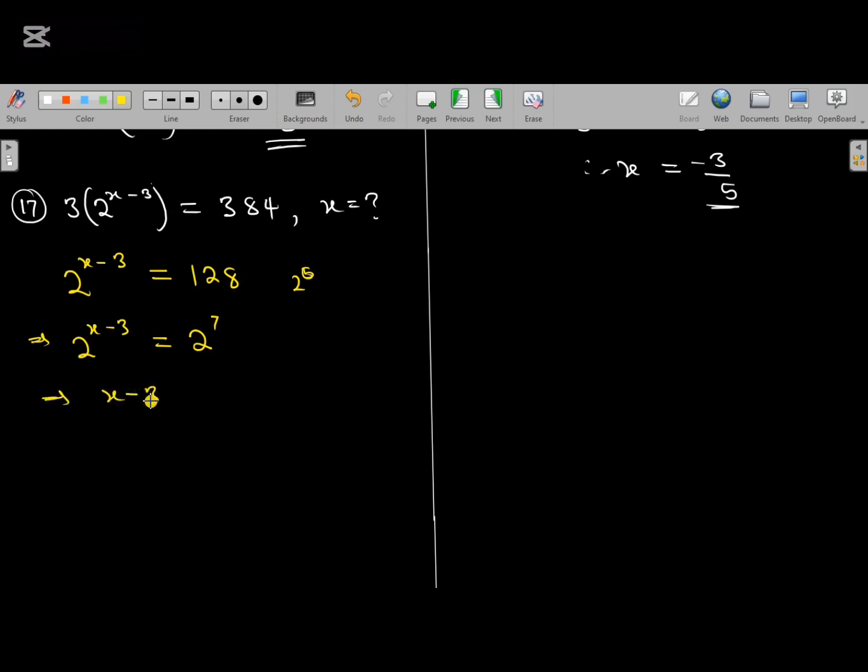This is x minus 3 is equal to 7. Therefore, our x alone will be 7 plus 3, which is equal to 10. Okay? And then we check number 18.